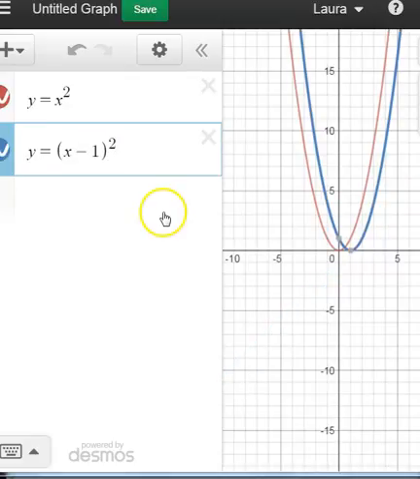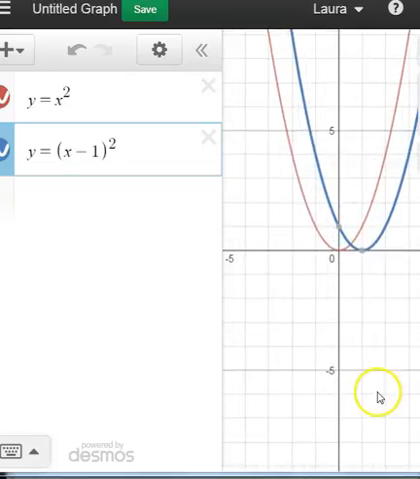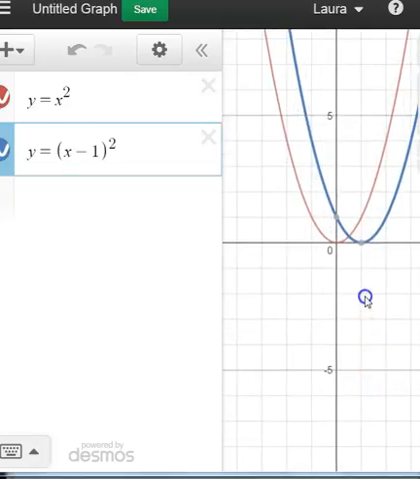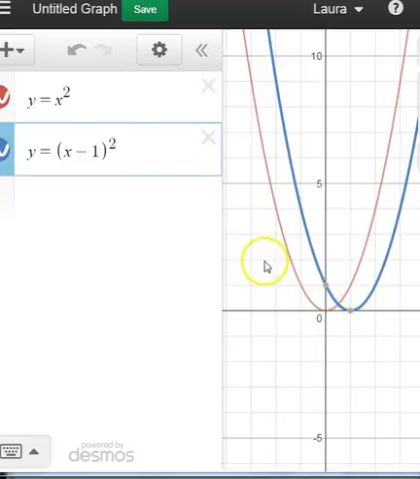Okay, so can you see here? Maybe I need to zoom in a little bit. Can you see here that if the original vertex, the original parabola, was at 0, 0, now I put an x minus 1 inside the parenthesis, and it looks like the vertex now, I can highlight it, is at 1, 0. So what did we do? We shifted the parabola 1 to the right.